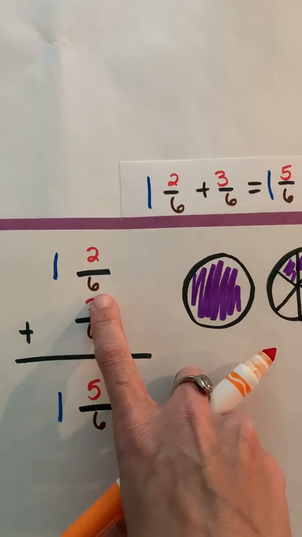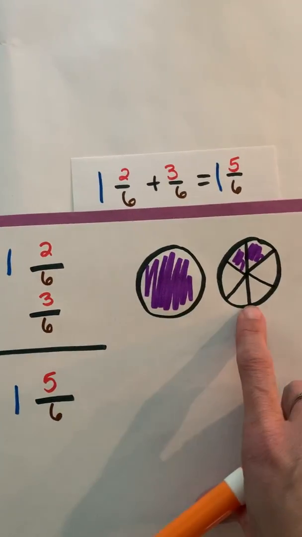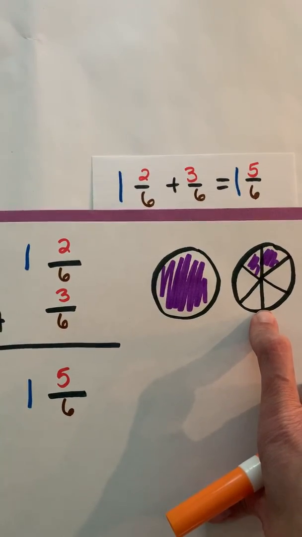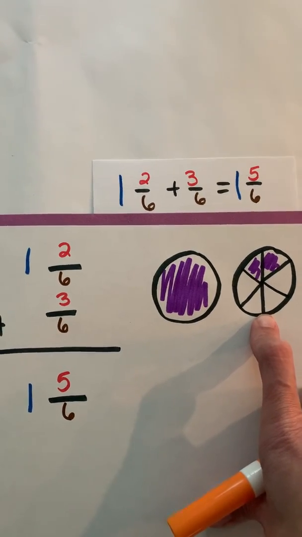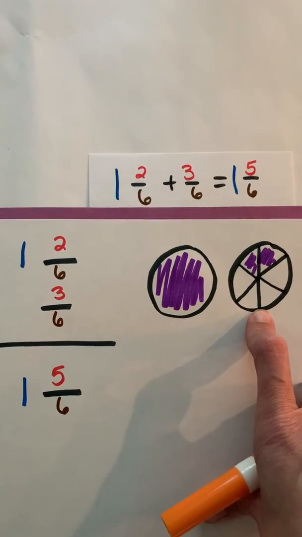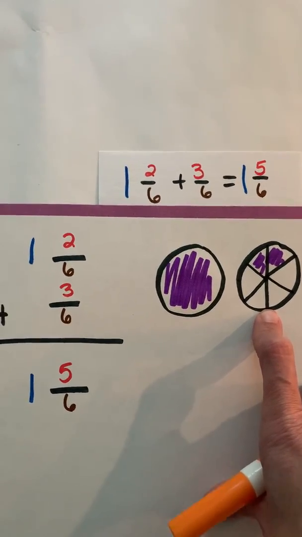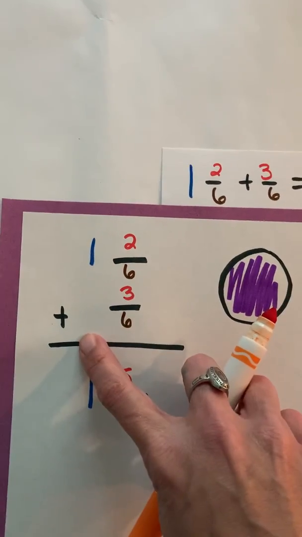So I have 1 and 2/6, so we have a mixed number plus a fraction, and I represented 1 and 2/6 over here. One thing that's important is that when you're adding numbers, because fractions are numbers, we keep the place values lined up. So when you're adding whole numbers, you keep the ones and the tens all together, the hundreds together, the thousands, and so on. Same thing here. You keep your fractions together and you keep your whole numbers together.